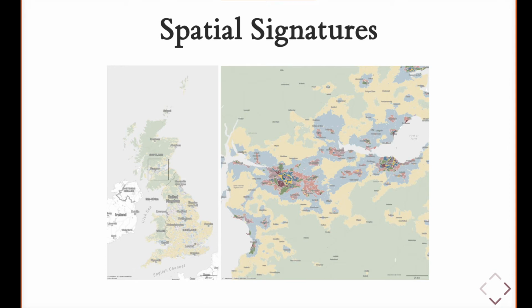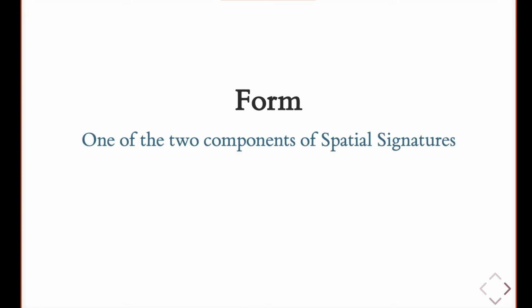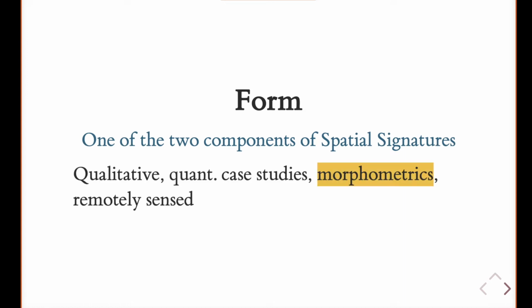But spatial signatures, as I mentioned a few seconds ago, are based on form and function. But since we are on ISUF, I would like to talk about form. I would like to talk about one of the two components of spatial signatures. This component is often studied using qualitative work, quantitative case studies, using morphometrics, which is what we will use, or even using remote sensing, very, very often, especially with the growth of openly available or closely available high-resolution satellite data.